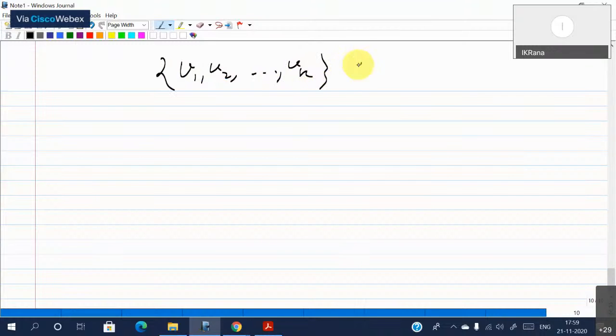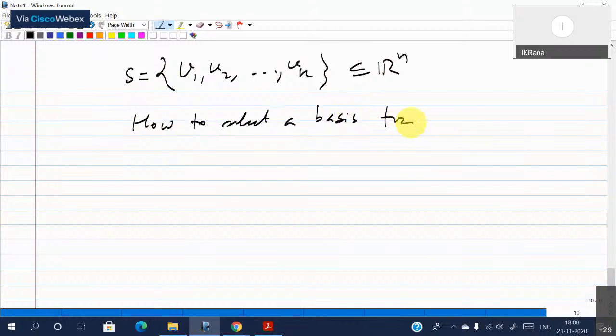Okay, let us say they are vectors in Rn, and so this is a set S. S may be independent, may not be independent. So how to select a basis for the linear span of S? I'm given a set of vectors. I want to find a basis for the span. They will span something, right? So I want to find a basis of it.